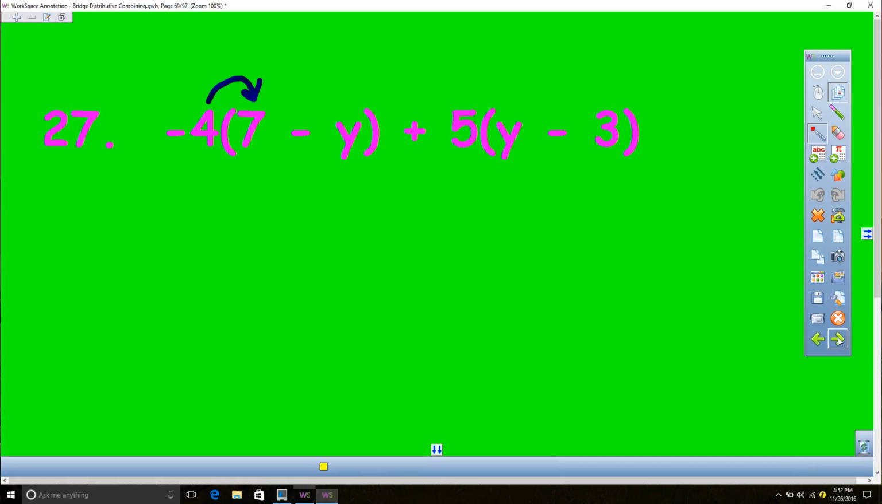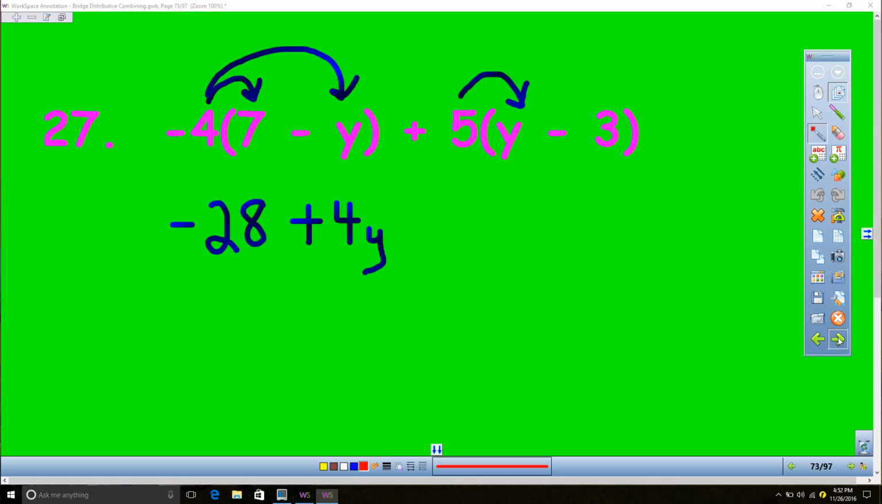Let's try that again. So I can multiply the negative 4 times the 7. Signs are different, so the answer is negative. The negative 4 times the negative 1y. Signs are alike, so the answer has a positive sign. I can multiply the 5 times the y, the 5 times the negative 3. And now I can combine like terms.